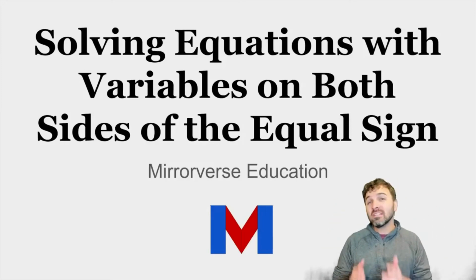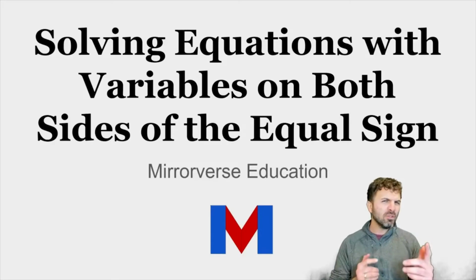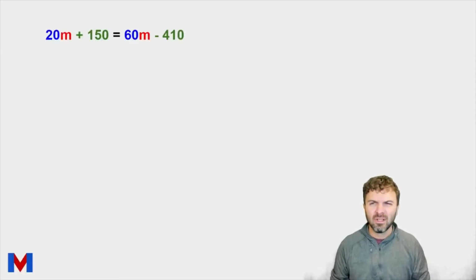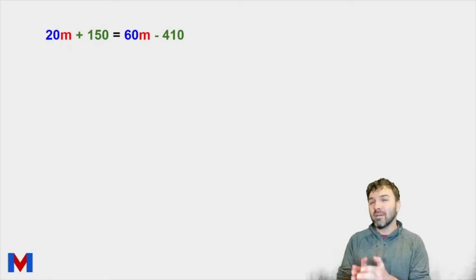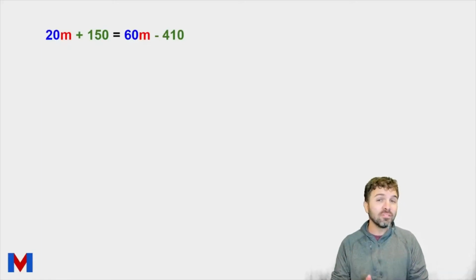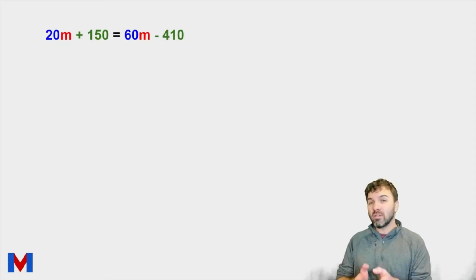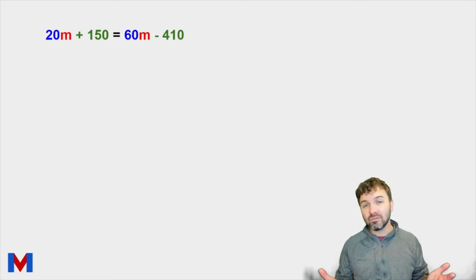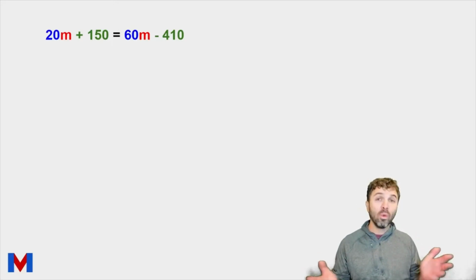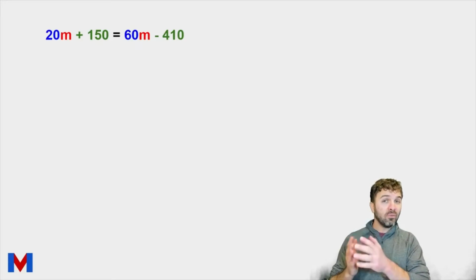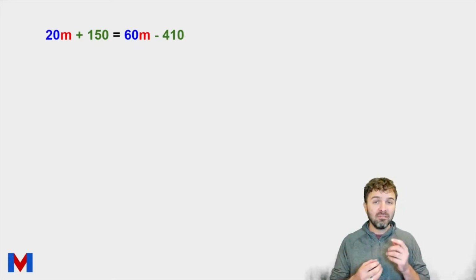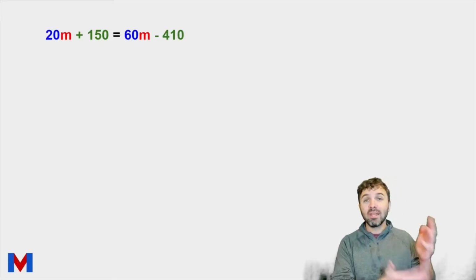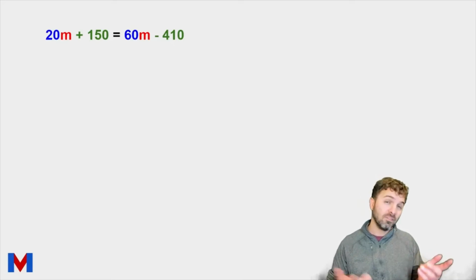Today, we're looking at solving equations when you have variables on both sides of that equal sign. So, let's go. All right, this first one here is 20m plus 150 equals 60m minus 410. What we're doing here is we're trying to get that variable, in this case, that m, by itself. So how do we do that? Well, we got to get rid of the m's on one side and then solve for the remaining m's. So let's figure it out.